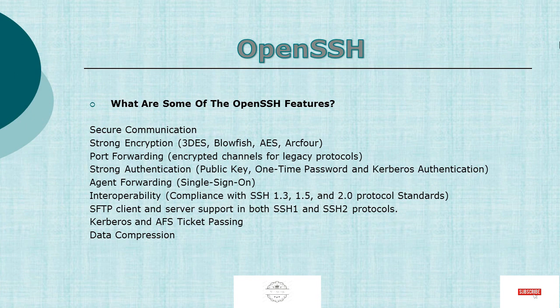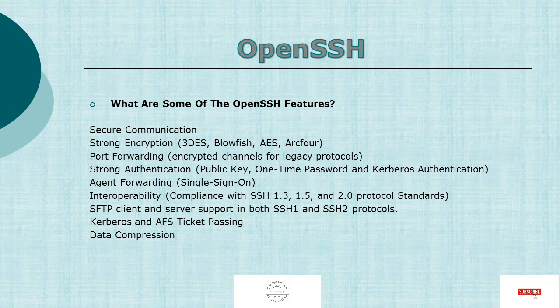So what are some features of OpenSSH? You can read it out: secure communications, strong encryption. These are a few encryption methods I have mentioned in this PPT. You can just go through and have knowledge about that. Port forwarding, and encrypted channels for legacy protocols. These are a few things we need to keep in mind if somebody asks you what the OpenSSH features are. So at least you have 2-3 points: the communication should be secure, and basically it is used to provide encryption, and the encryption methods are these. So friends, these are the few things we have to keep in mind.